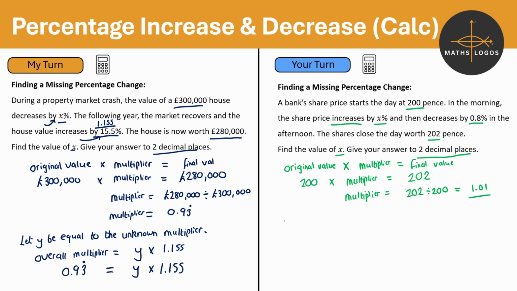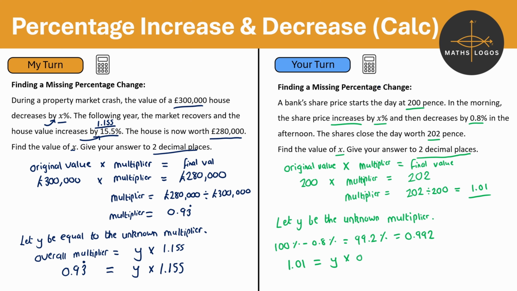Let's say let y be equal to the unknown multiplier. The decrease of 0.8% is worth looking at. So if we start with 100% and we've lost 0.8%, that is equal to 100 subtract 0.8, which is equal to 99.2%, which as a multiplier is 0.992. And what we've got is the overall multiplier of 1.01 is equal to y, which is our unknown multiplier, multiplied by that 0.8% decrease, which is our 0.992.